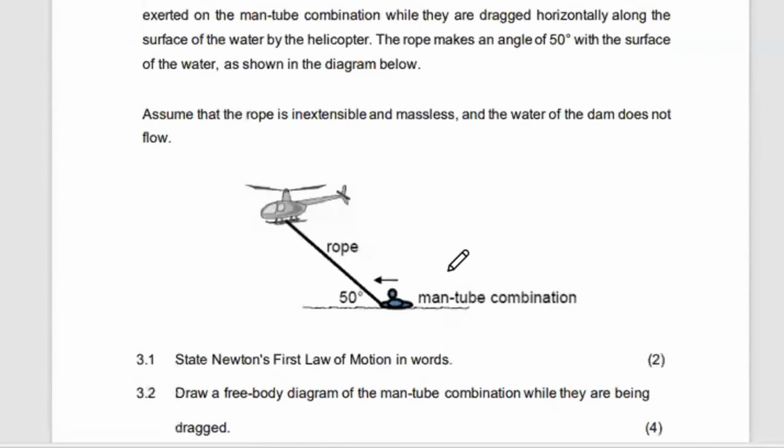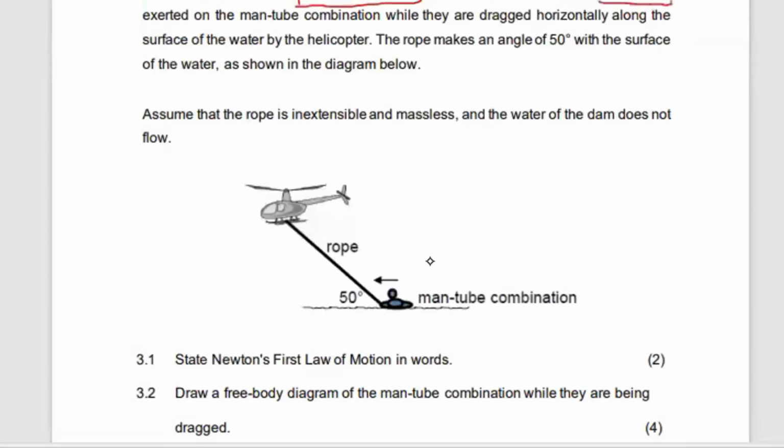Then question number 3, a man faces difficulty while swimming in a dam. During the rescue operation, there is an inflated tube that is attached to the helicopter by a rope and is dropped from the helicopter. The man who is weighing 70 kgs holds to the inflated tube of this mass. The helicopter is flying horizontally at a constant speed. So constant speed, zero acceleration.